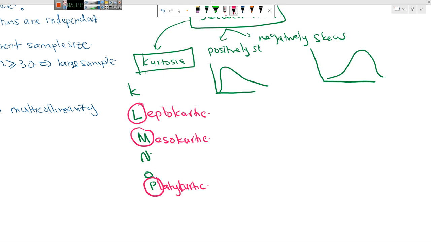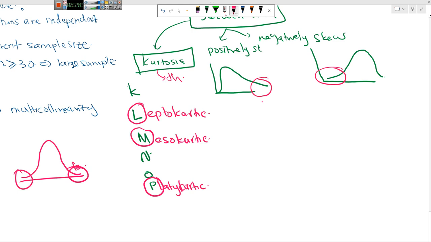Kurtosis measures the thickness of the tail, right? If you assume a normal distribution, these tapering ends are called tails. Here we do not have any tail, or this is called the standard normal distribution. But here you can see these are tails and this is also a tail, the tapering ends. Mesokurtic means normal tails. So these are normal tails.